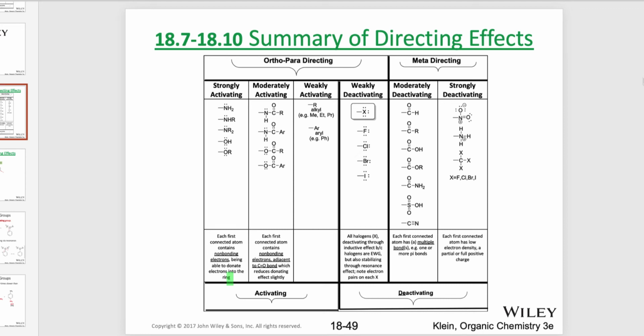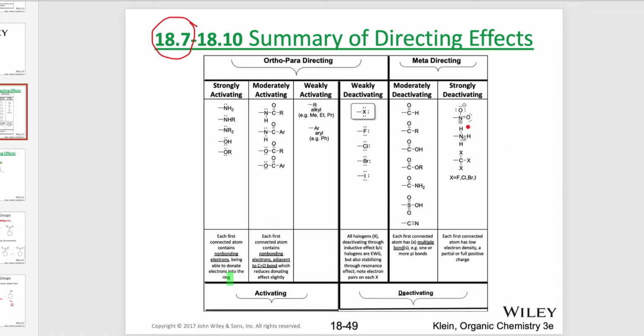Welcome back to chapter 18. So we had just discussed various directing effects in section 18.7, and I basically lumped everything that is discussed in the subsequent 3 sections in there as well. I had introduced this table. I had encouraged you to look carefully and closely at structures.